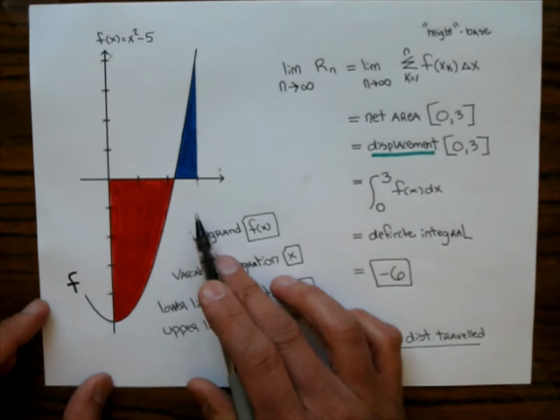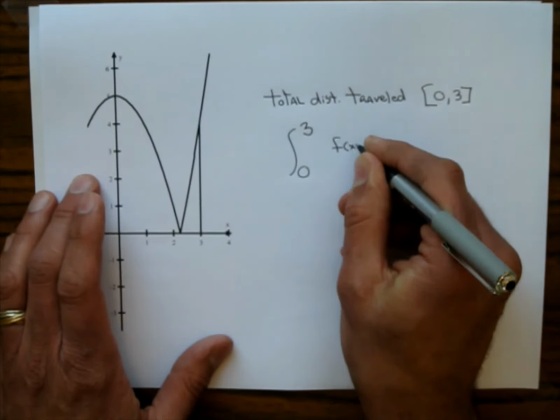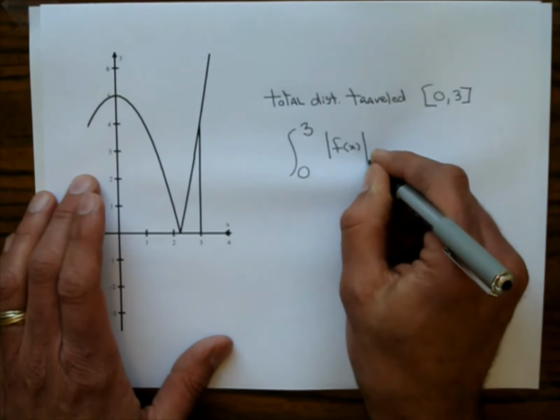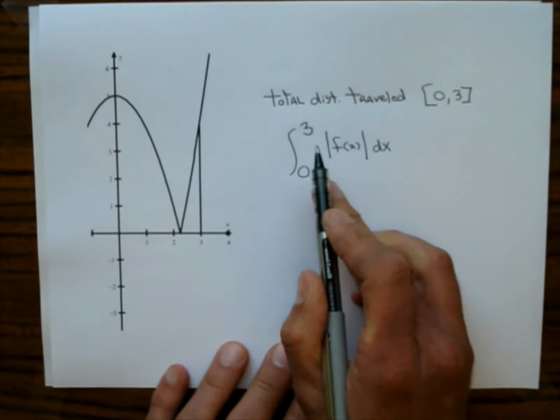And so, if you want to know the total distance traveled, and this is like a bug problem from 0 to 3, the total distance traveled would be the definite integral from 0 to 3, not of f of x, but of the absolute value of f of x. And that is how you would find total distance traveled.